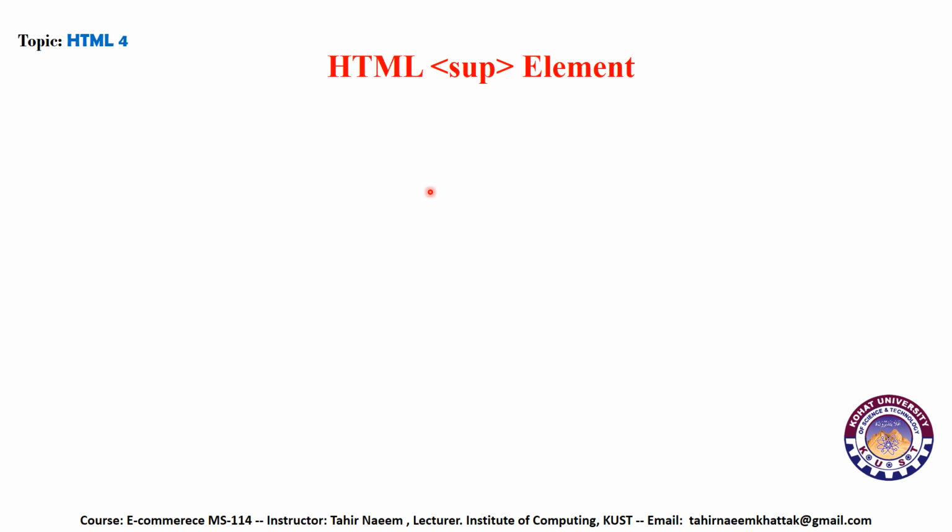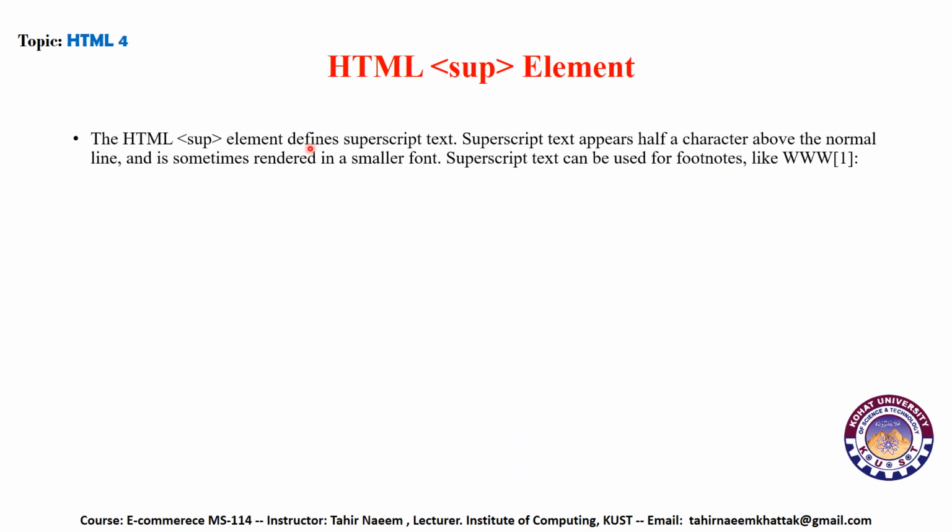HTML super element. The HTML sup element defines superscript text. Superscript text appears half a character above the normal line and is sometimes rendered in a smaller font. Superscript text can be used for footnotes like WW1.